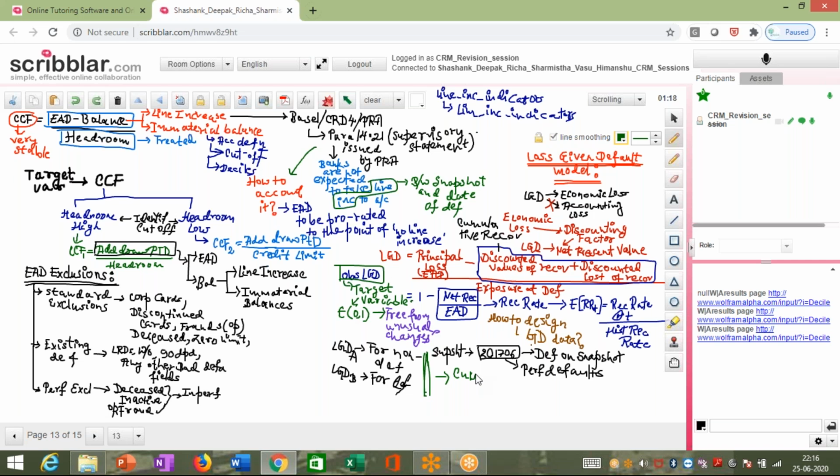We want to find out the cumulative recovery. Now the question that comes out over here is how do I estimate this cumulative recovery, which is nothing but the chain ladder approach.